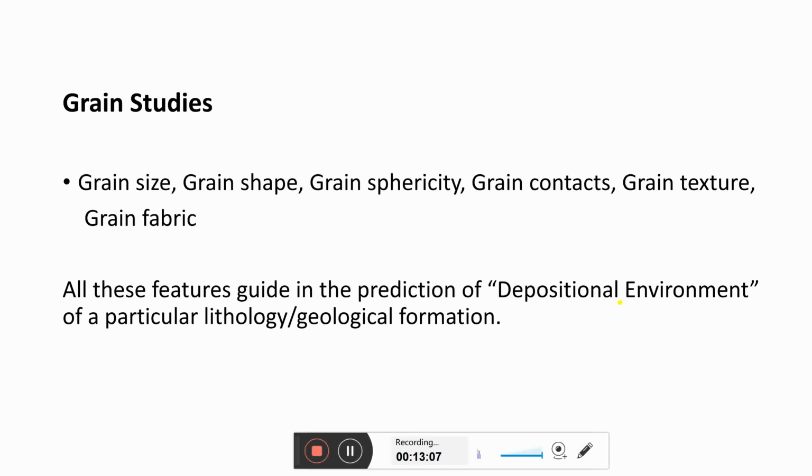Okay, to identify a particular area where petroleum can be found, we have to study deposition environment because petroleum is deposited in a particular deposition environment, stored in a particular deposition environment, or even migrated in a particular deposition environment. So deposition environment is very important for petroleum exploration.